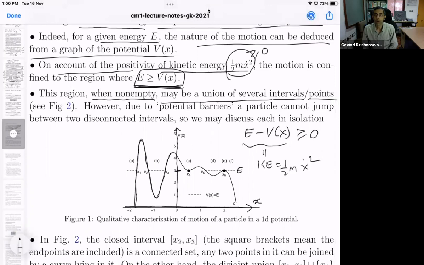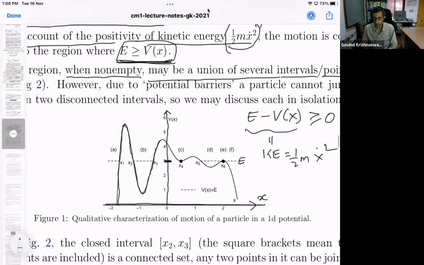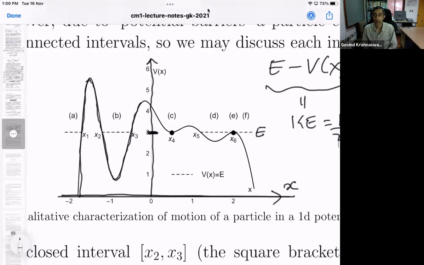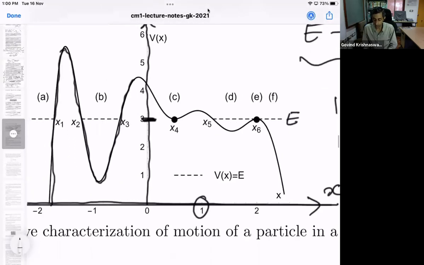So let us see what the possible types of motion this particle can display, given that the energy is so much. A lot of it is determined by initial conditions, of course, but there are various possibilities here. Now, for instance, the particle cannot be located at the point with coordinate 1, because at the point 1, the potential exceeds the value of E. Okay, so the particle can't be here.